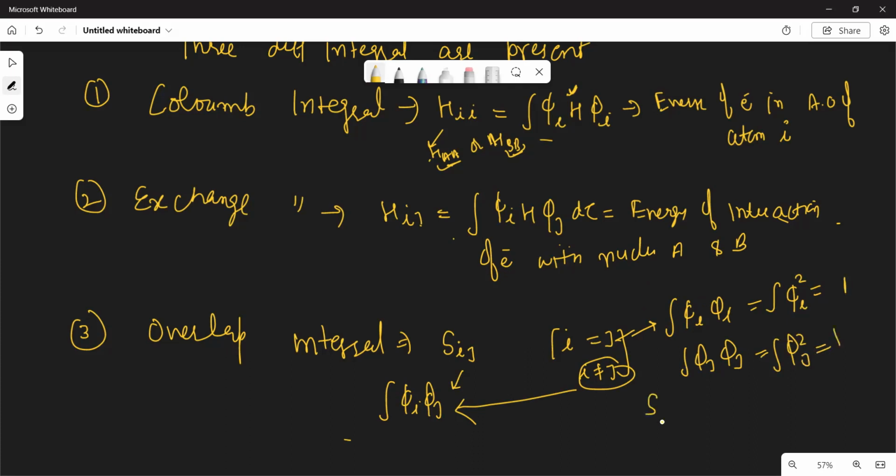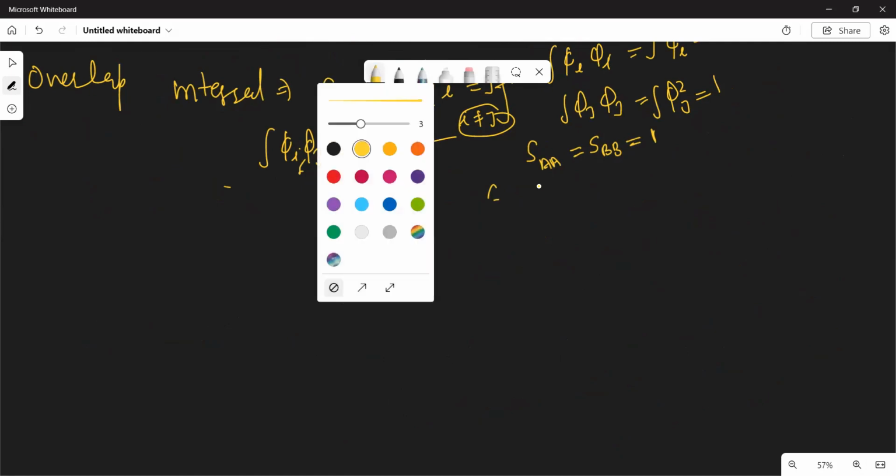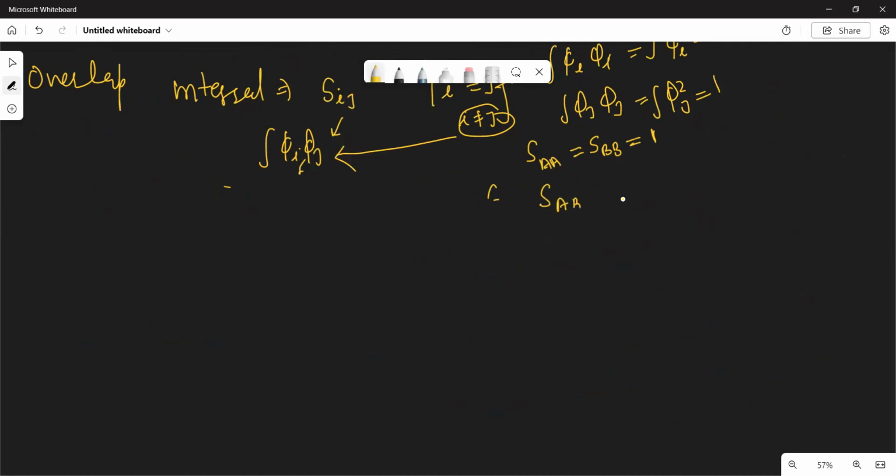In this derivation, we are writing S_AA or S_BB. Because these are the same nuclei, the value will be 1. But in case of S_AB or S_BA, we write not equal to 1. We write it equal to S, because this integral will have some value. So this is known as the overlap integral.